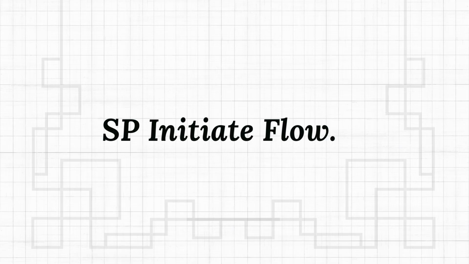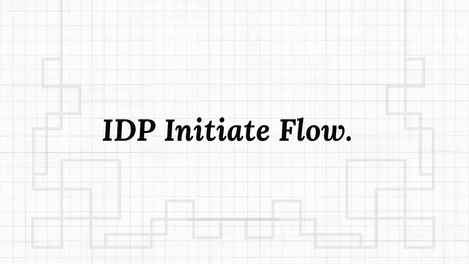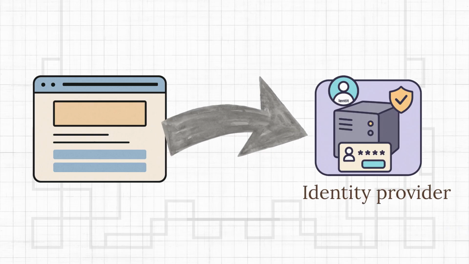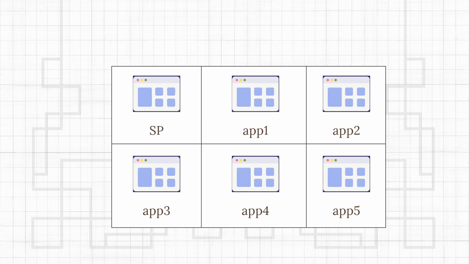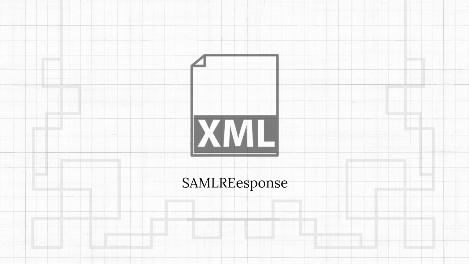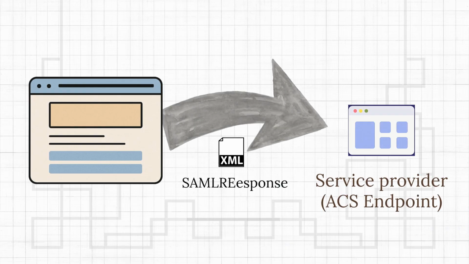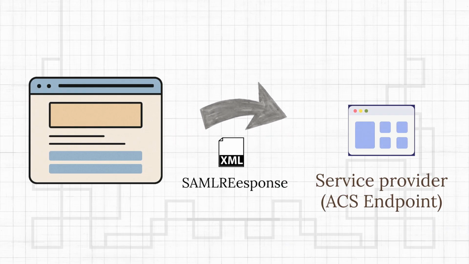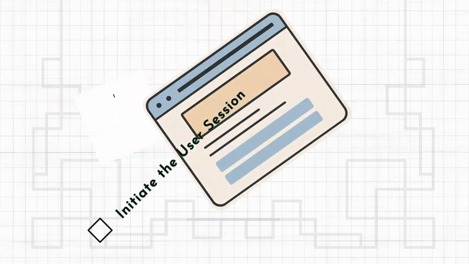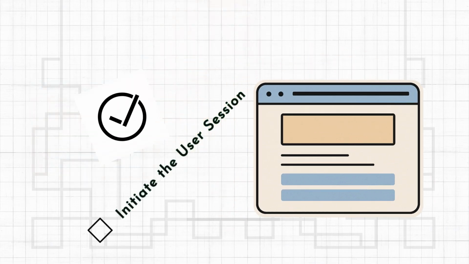There's another way single sign-on works in enterprise environments. This is called the IDP-initiated flow. After the user logs into the identity provider, they click on a tile or a link to the configured service provider. The IDP immediately generates a SAML response without waiting for a request from the SP. That response is posted to the ACS endpoint of the service provider. The service provider validates the response and logs the user in.